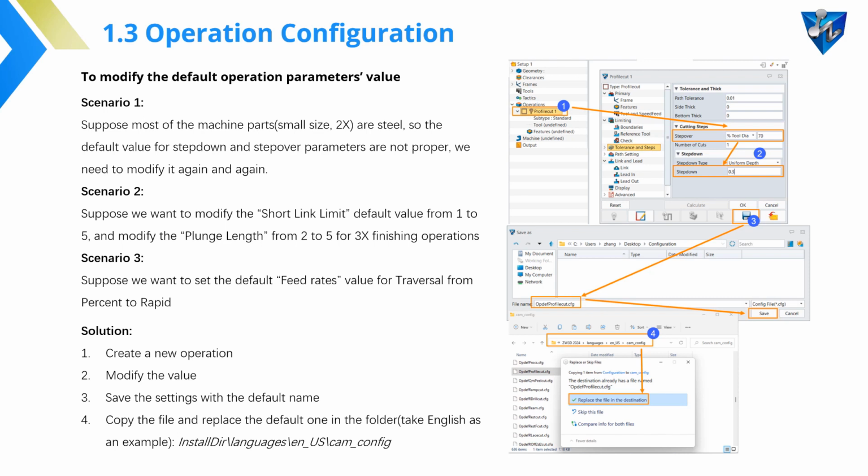The step is simple: just start the corresponding operation, and then modify the values you want. Then click the Save button with the default name to any folder. The final step is to copy it to the corresponding location as shown here.